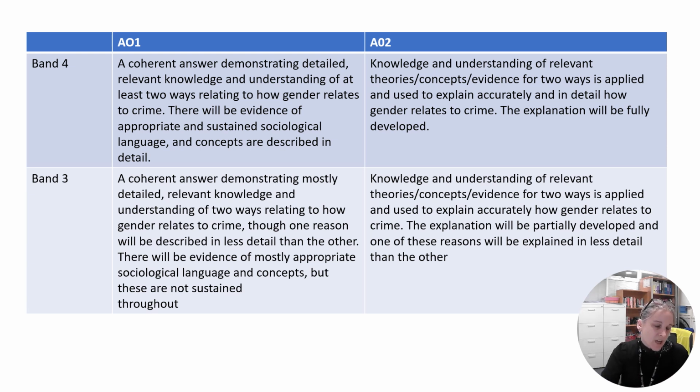So you would give yourself up to 4 marks for AO1 and up to 4 marks for AO2. You're all mostly band 4 and band 3, so have a little look at this slide. But if you think maybe you're more band 1 or band 2, that's on the next slide. So have a little look at this, press pause, have a look.